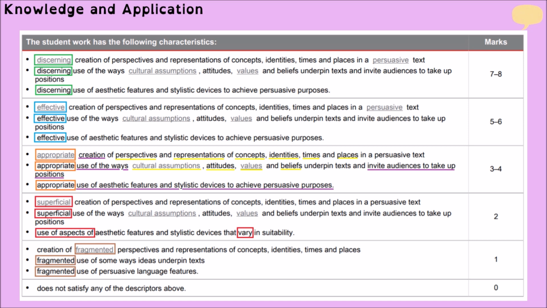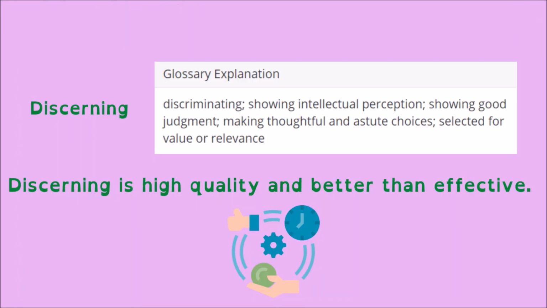So I've got discerning in green, effective in blue, appropriate or suitable in orange, superficial in red, and then fragmented in brown as well. So it's important that you create those representations of concepts, identities, times, and places. You need to use the ways and invite audiences to take up positions on certain cultural assumptions, attitudes, values, and beliefs. And then you need to use those persuasive techniques. Now, what do each of those words mean?